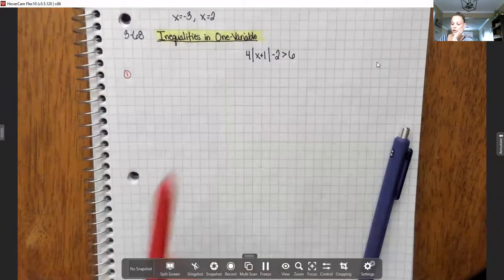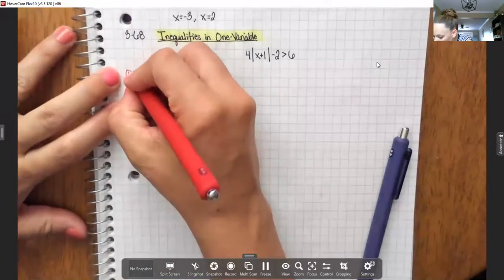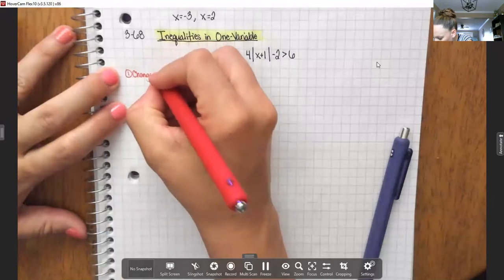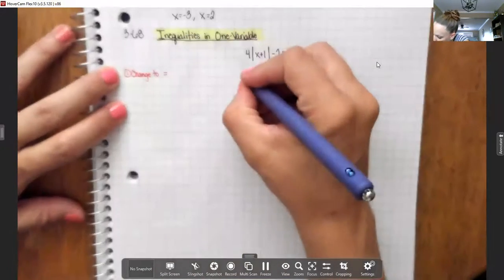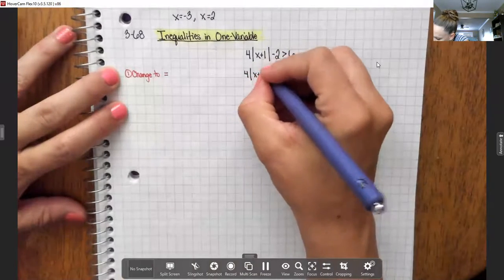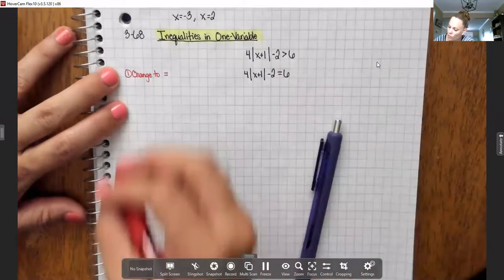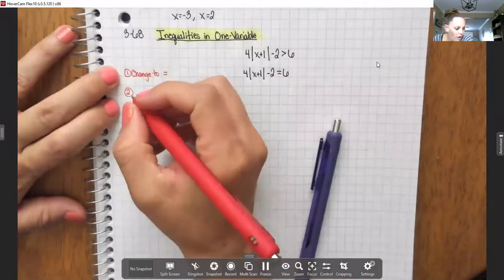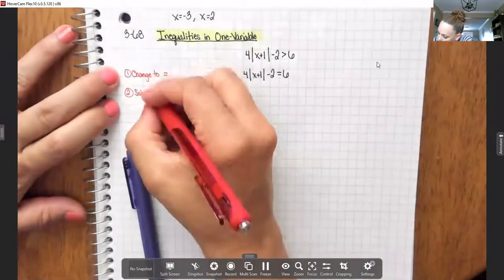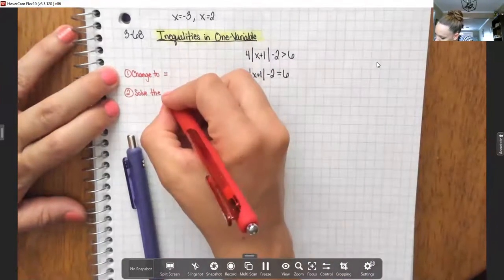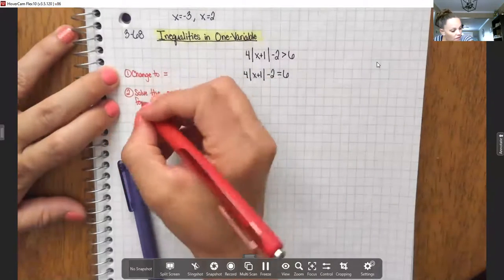So when you're solving an inequality with one variable, the first thing you want to do is change it to equals. So this is 4 times the absolute value of x plus 1 minus 2 is equal to 6. Then we're going to solve the equation for the boundary points.